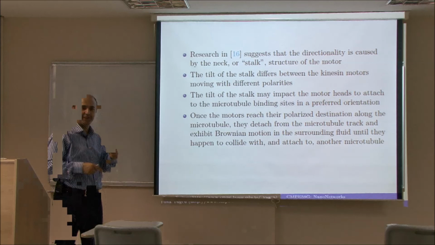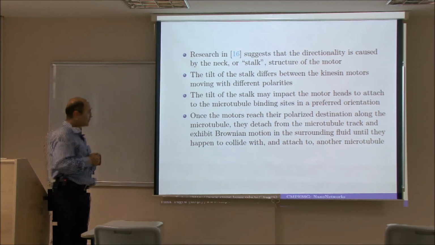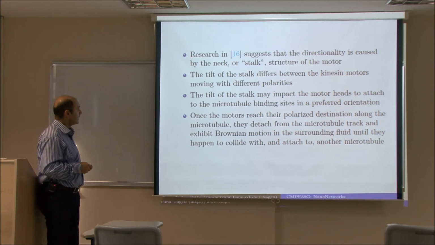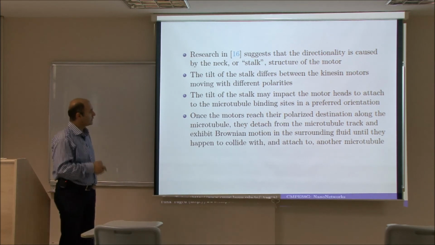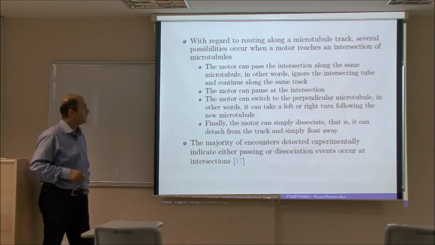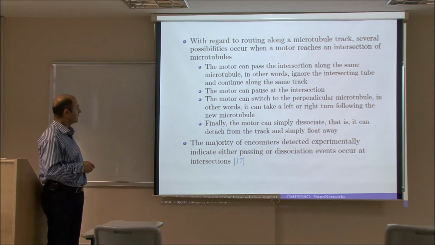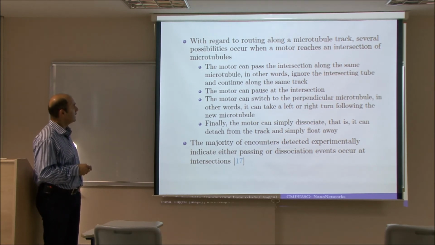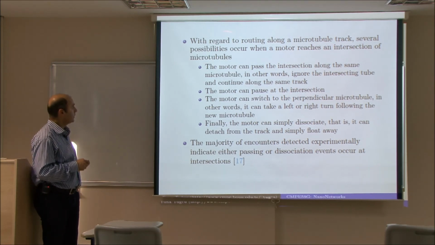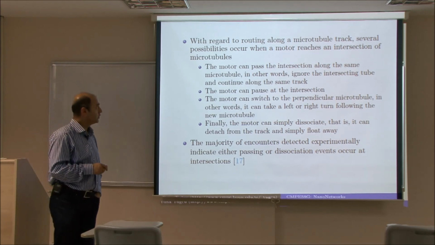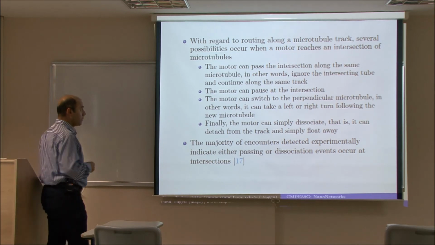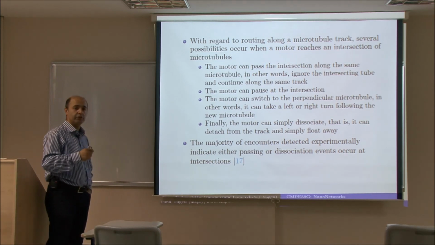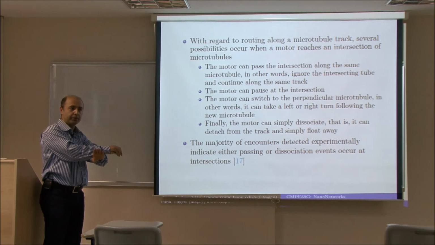Along a microtubule track, several possibilities occur when a motor reaches an intersection of microtubules. The motor can pass the intersection along the same microtubule. So we're talking about intersection points. You start from this rail, and you have a cross here. You may go over the same microtubule. That's one possibility, which means actually ignoring the intersection, just continuing.